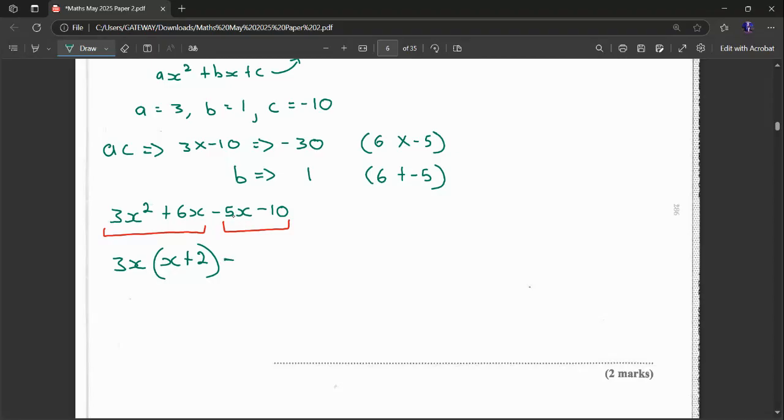Now what is common between 5x and 10? 5. Open bracket. Negative 5x divided by negative 5 is x. Negative 10 divided by negative 5 is positive 2. Close bracket. So I'm looking to see what else is common here now.